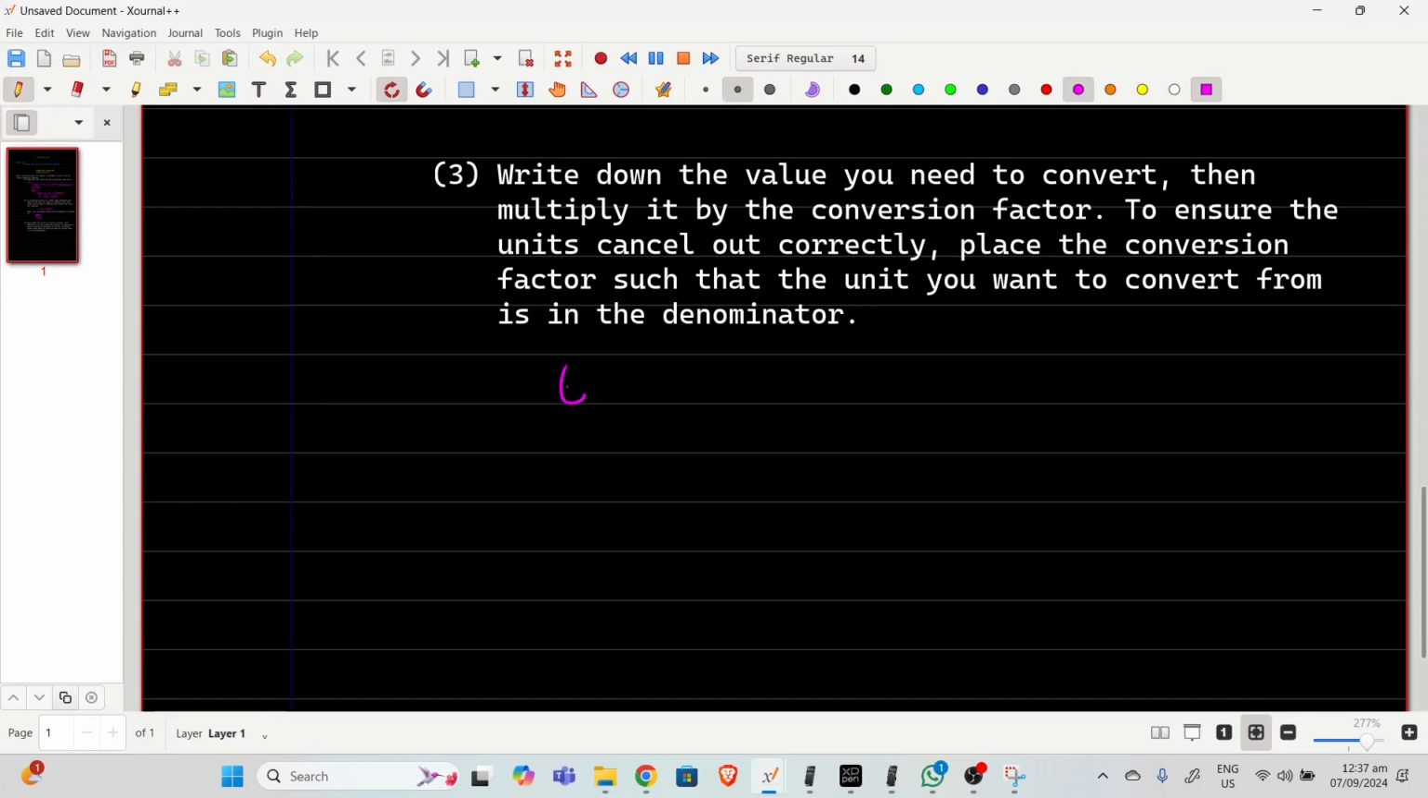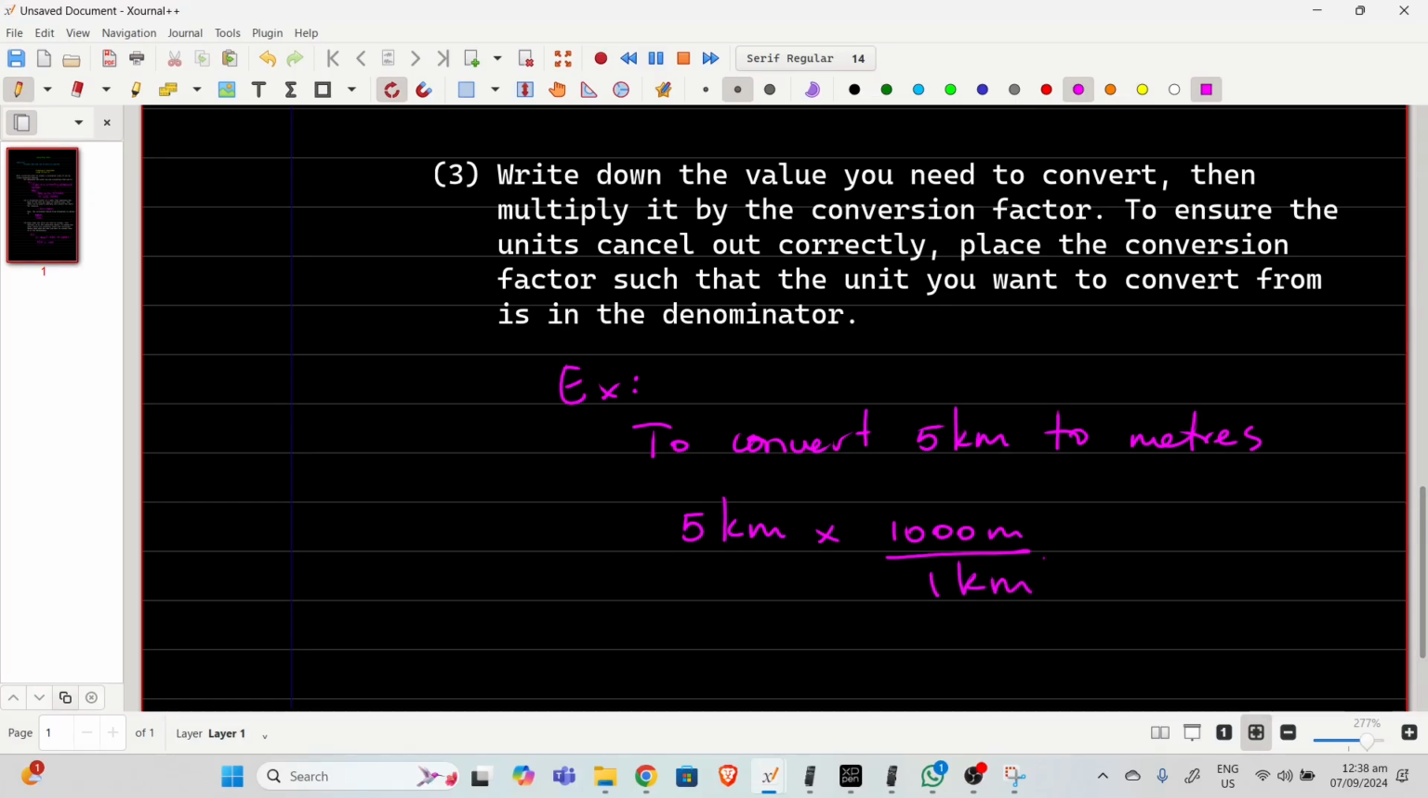So example, if I want to convert 5 kilometers to meters, then 5 kilometers times 1,000 meters divided by 1 kilometer, and I just simplify and work that out as a fraction. So km units will cancel with km units, and then 5 by 1,000 is going to give me 5,000 meters. Right, very simple to do.